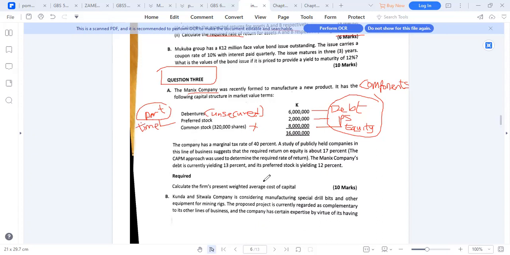Of course, now we have gotten here, calculate the present weighted average cost of capital of this organization. They want us to find for them the weighted average cost of capital. So we'll answer this question bit by bit. So let me use this whiteboard to explain this.